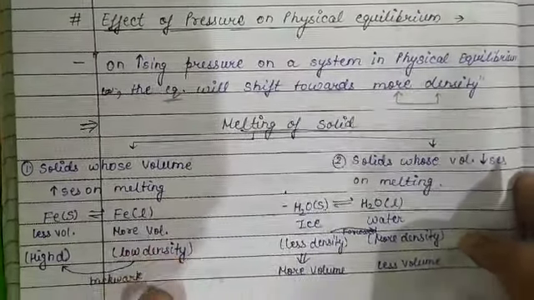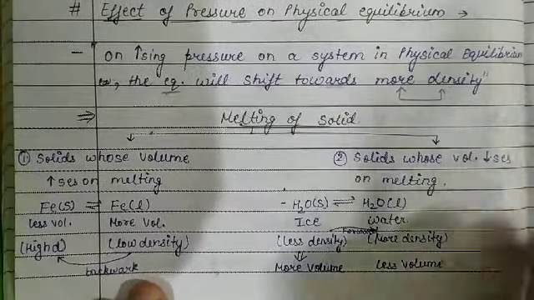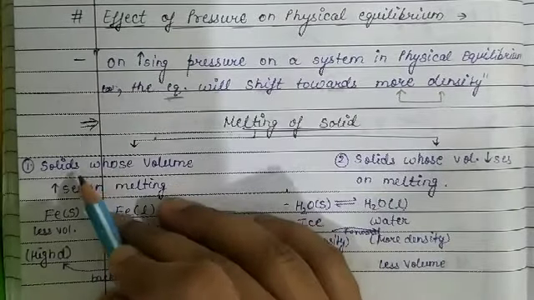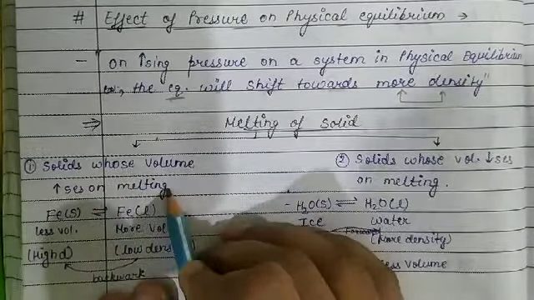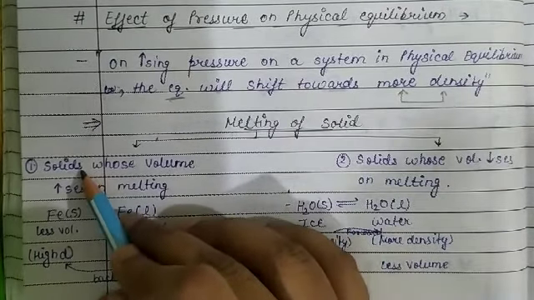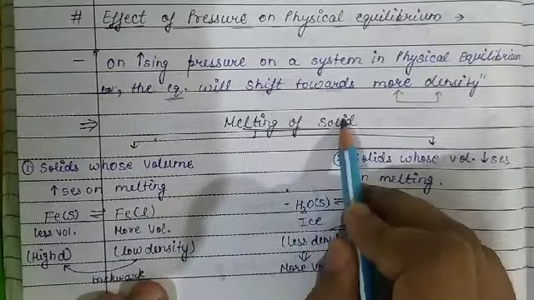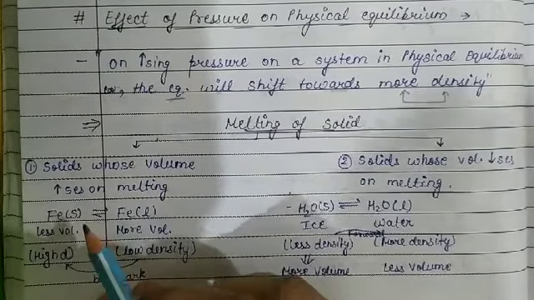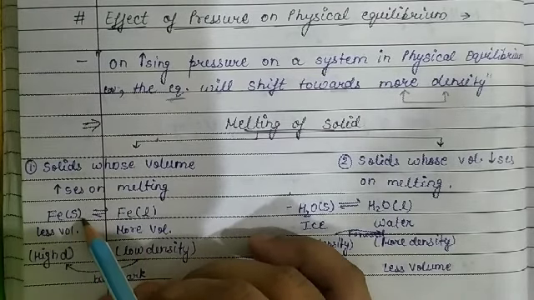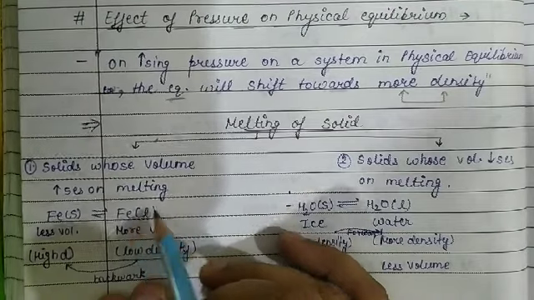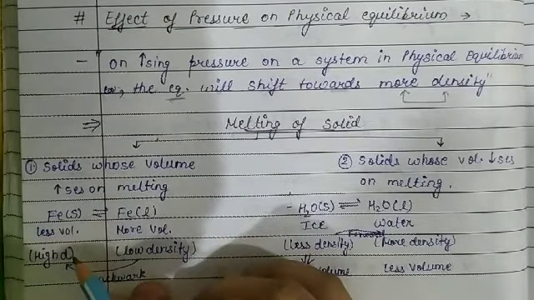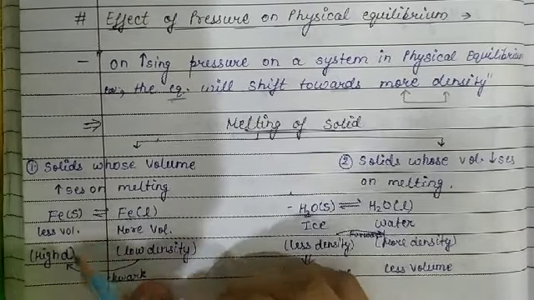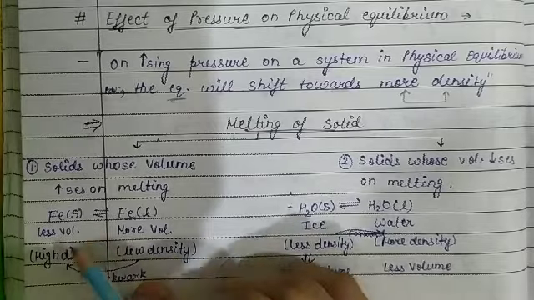For example, take the example of melting of solid, the case of solids whose volume increases on melting. For example, when Fe solid changes into Fe liquid. As we know, solids have higher density than liquids. So solids have high density and liquids have less density as compared to solids.